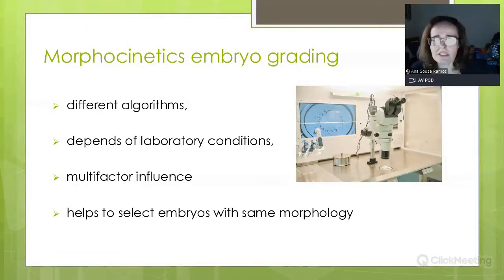Cell division has a lot of factors involved in correct development. But one thing is granted: this morphokinetic system and the grading help us to select the embryos. Usually when you have the exact morphology, you can go through the genetics and see, okay, this embryo did things well, so this one has a better implantation rate.